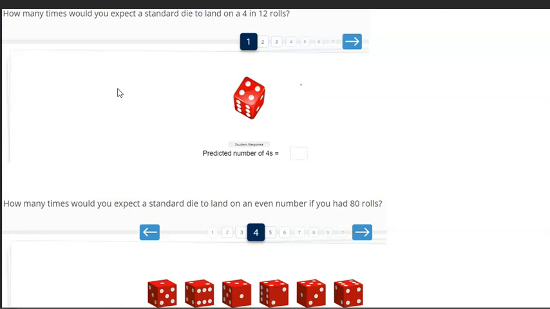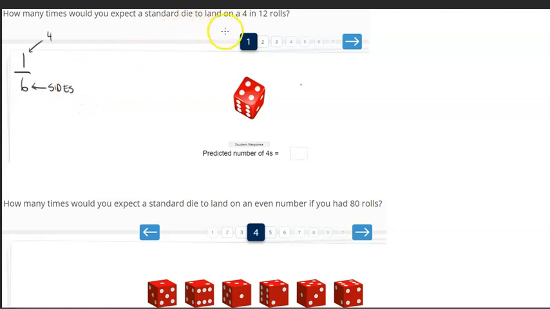So question 1, how many times would you expect a standard die to land on a 4 in 12 rolls? There's a few pieces of information that we need to dissect here. A standard die is a die numbered 1 to 6. You want it to land on the number 4. So the odds of landing on a number 4 is a 1 in 6 chance. There's one number 4 and there are 6 sides to a fair die.